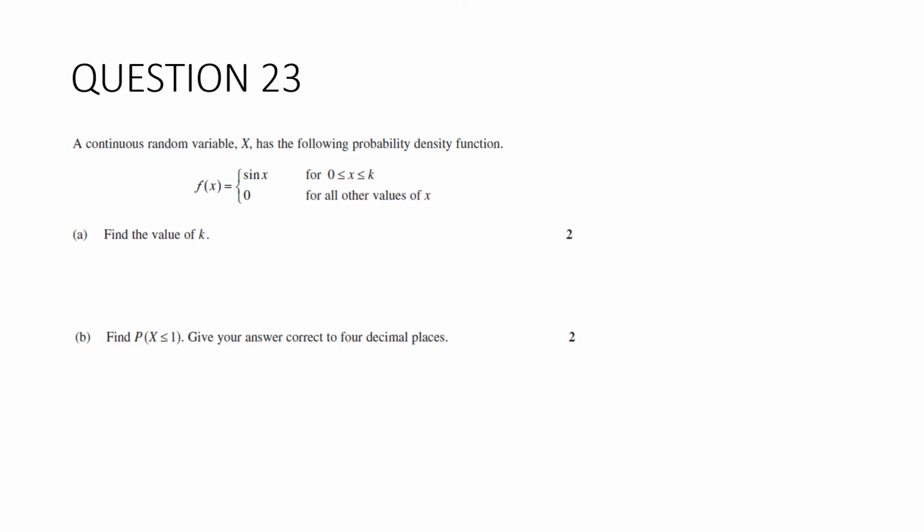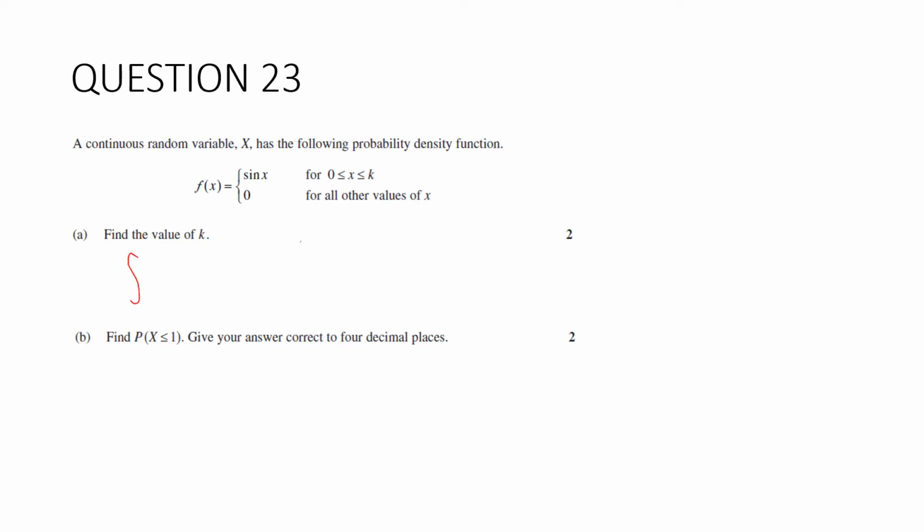Question 23. A continuous random variable x has the following probability density function. F of x is equal to sine x for 0 is less than or equal to x is less than or equal to k, and 0 for all other values of x. Find the value of k.